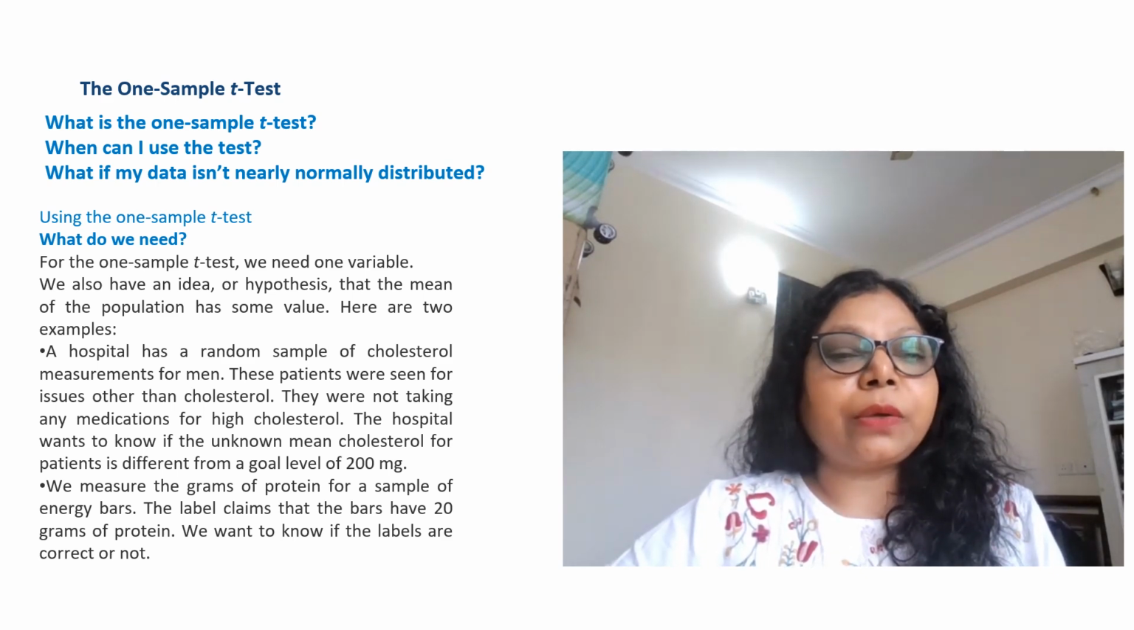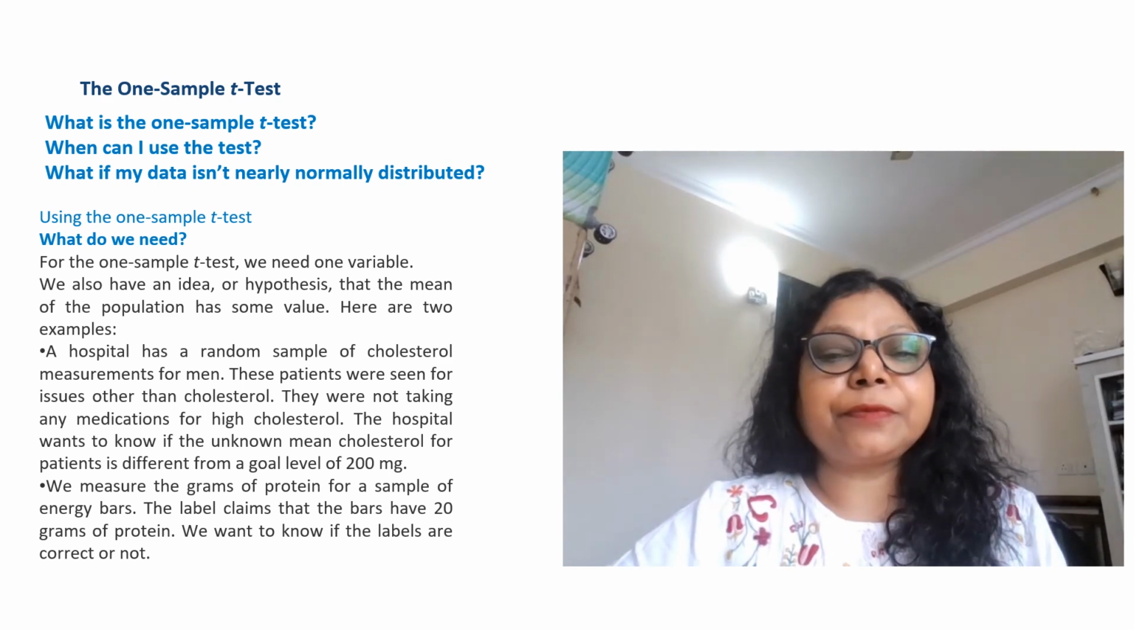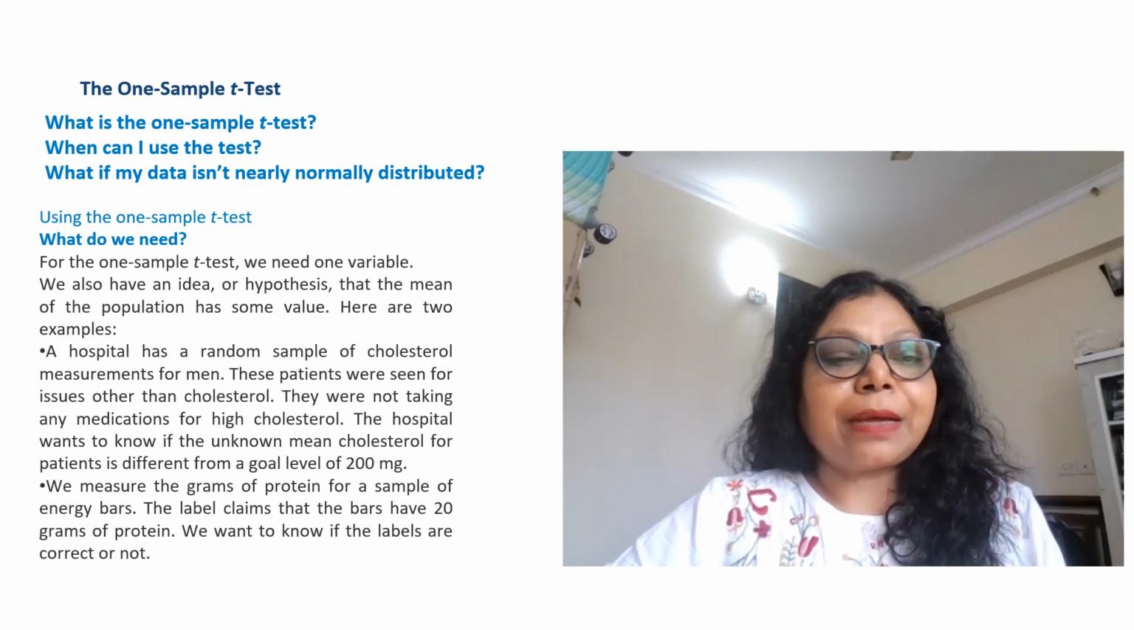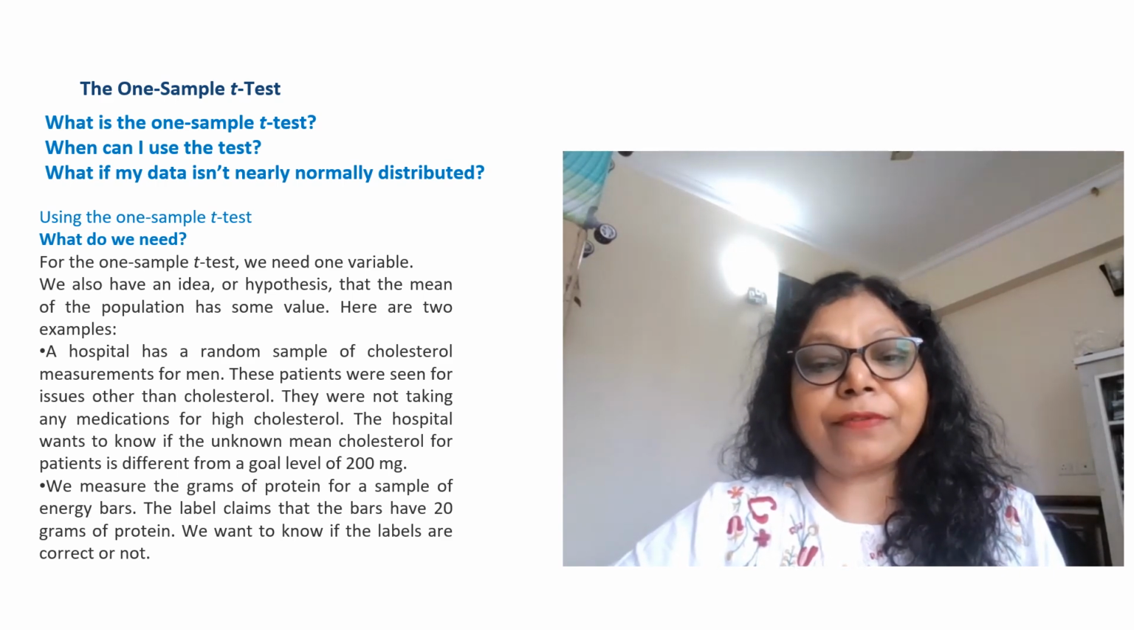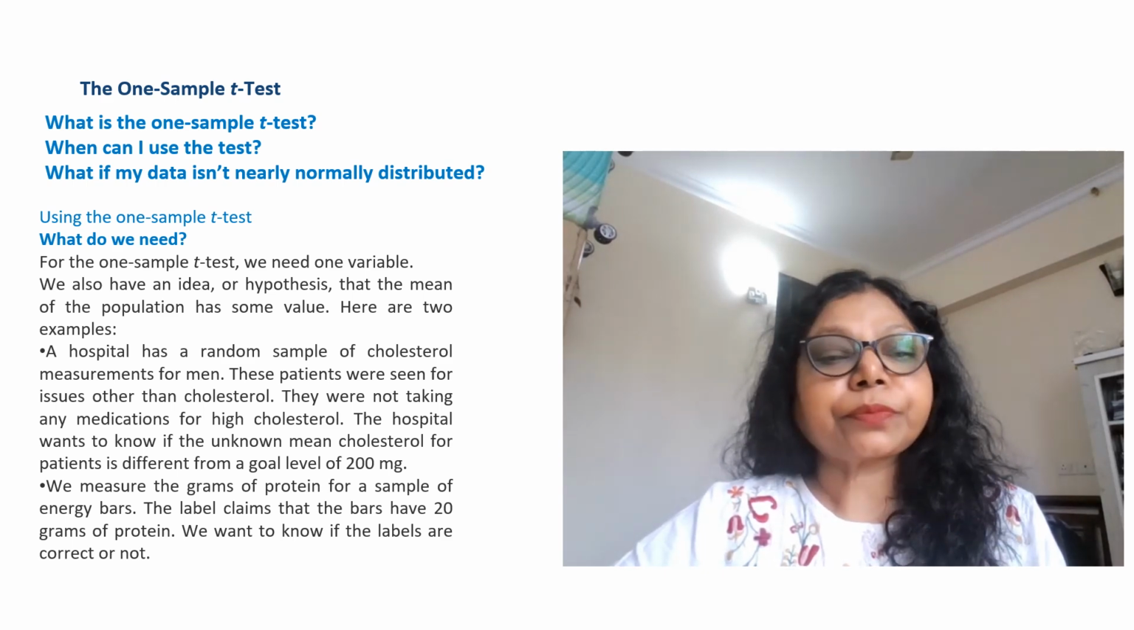So now, using the one sample t-test, we need to test and check our data, and then we will be performing the test and understanding the test results and statistical details. For a one sample t-test, as I have already told you, we need one variable, and we also should have an idea or a hypothesis, that is, the mean of the population should have some value. Let's see with one example.